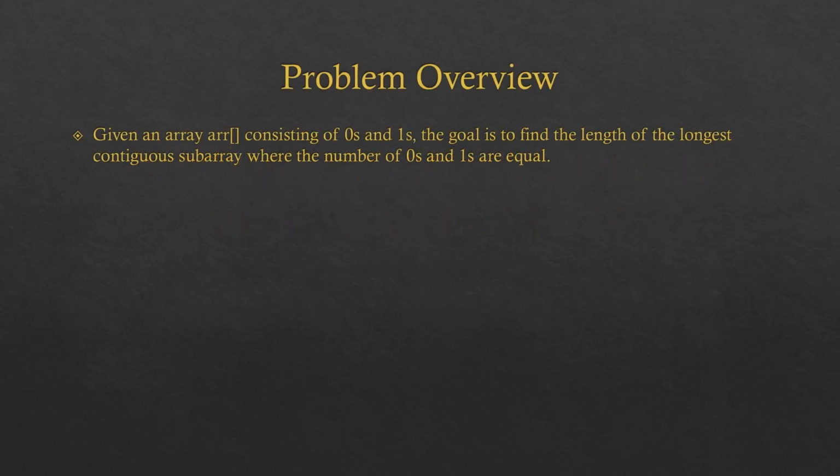We are given an array consisting of zeros and ones. The goal is to find the length of the longest contiguous subarray in which the number of zeros is equal to the number of ones. For example, if the array is 1 0 1 1 1 0 0, the output would be 6, as the subarray 1 0 1 1 1 0 has 3 zeros and 3 ones.